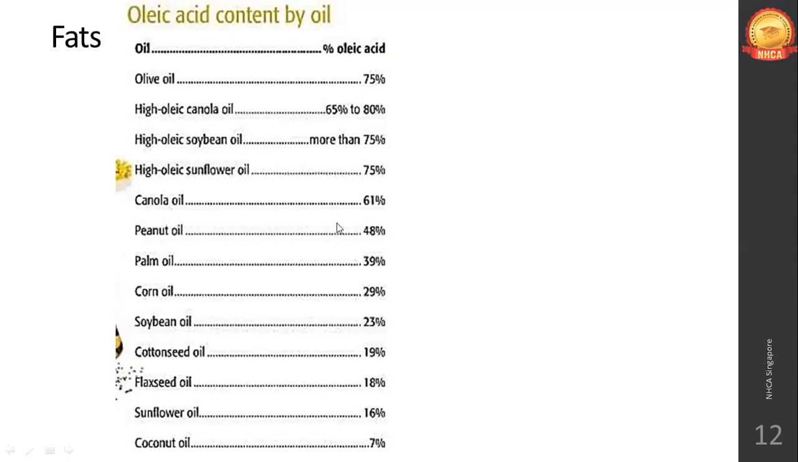So the best oils are going to be olive oil, canola oil, soybean oil, sunflower oil. Mustard oil and canola oil, they both have the same content. Canola oil you see here.